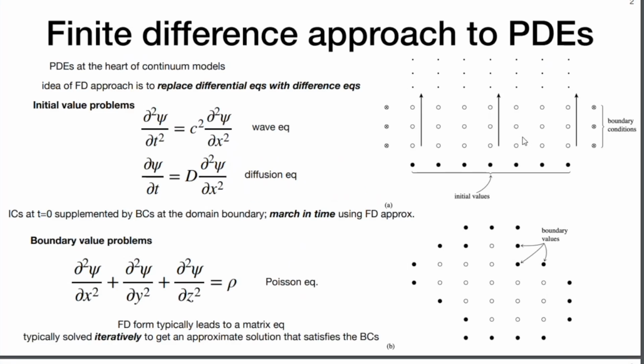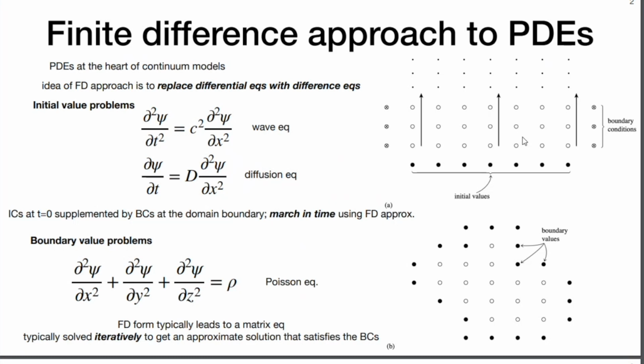So in the finite difference approach, partial differential equations are, of course, at the heart of continuum models, and actually a lot of other things as well. So the idea of the finite difference approach is to replace the differential equation with difference equations. Basically, you're discretizing the continuum problem. These are, and we've already seen these, the wave equation and the diffusion equation, and these are initial value problems. So you have an initial condition, and you have boundary conditions, and you're evolving them in time.